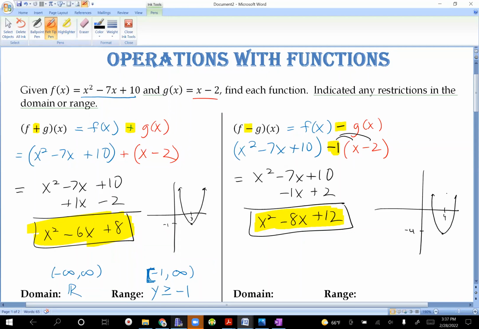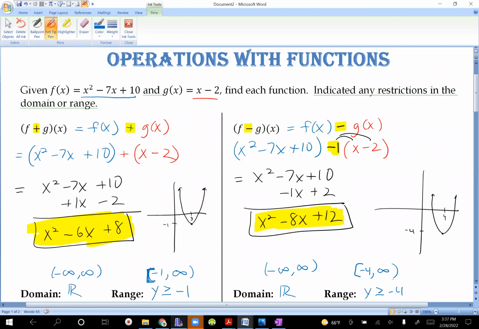Okay. So this domain is going to be all real numbers. It goes forever left and forever right. So all real numbers, or negative infinity to positive infinity. The range here is y is going to be greater than or equal to negative 4. It goes as low as negative 4 and up, right? Including that negative 4. So we go bracket negative 4 comma positive infinity. Okay. So that's how we do the adding and subtracting of them.